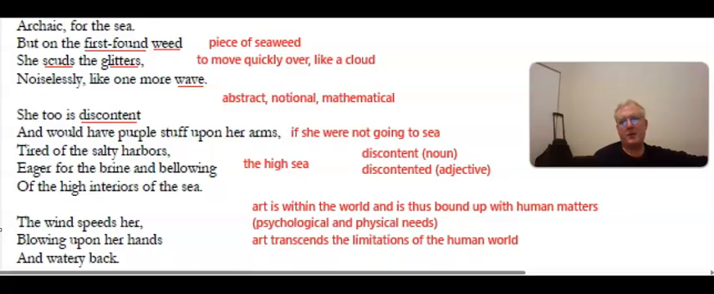However, this little bit of usage, this set phrase with suggestive meanings, is disturbed. There is no high sea. It's the high interiors of the sea. Now, the sea has depths in the same way that when you bellow, you are bellowing from your depths. But there are no depths here. The sea is described, or something about the sea. What should be the depths of the sea are transformed into high interiors.